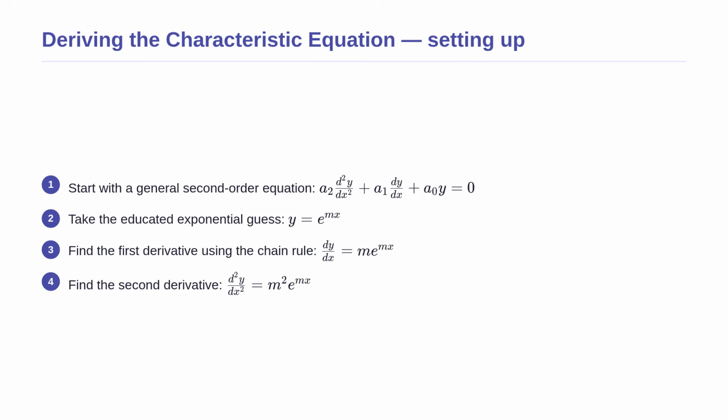Now that we have our educated guess, let us see what happens when we plug it into a second-order equation. We are setting out to transform our calculus problem into something much simpler. First, we take our guess. y equals e to the power of m times x. To substitute this into our differential equation, we need its derivatives. Using the chain rule, the first derivative brings down a factor of m. Taking the derivative again for the second derivative brings down another m, giving us m squared times the exponential. We now have all the pieces we need to substitute back into our original equation.